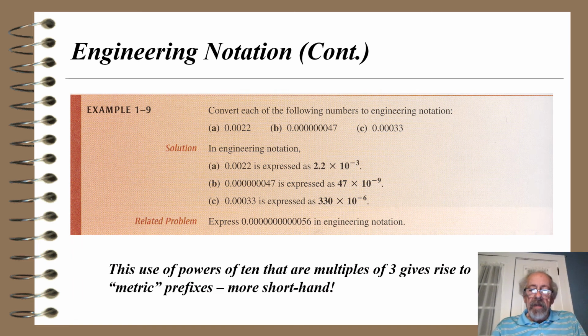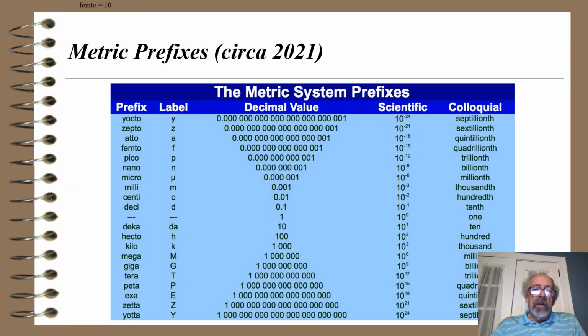So here's another example of engineering notation. This use of powers of 10 that are multiples of 3 gives rise to metric prefixes, which is more shorthand. So here's a table of the metric prefixes. This is as of today in 2021. When I was a young person, it turned out that a lot of these didn't exist. They certainly weren't in the modern vocabulary.